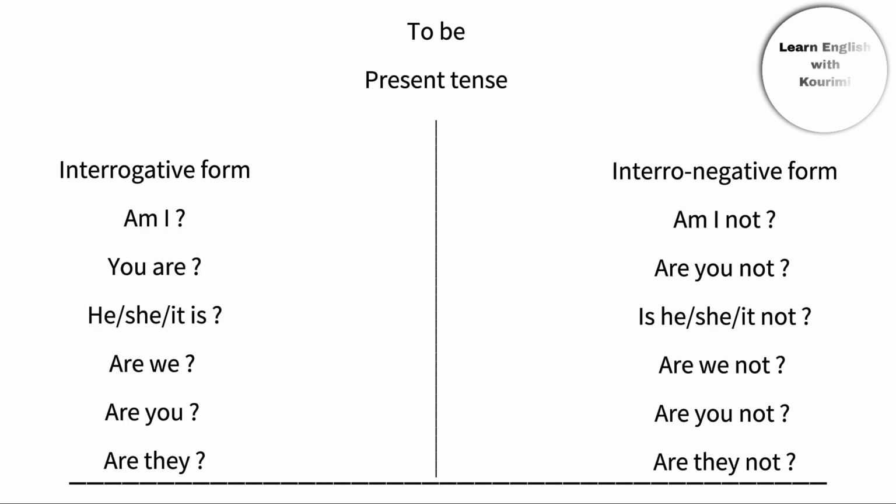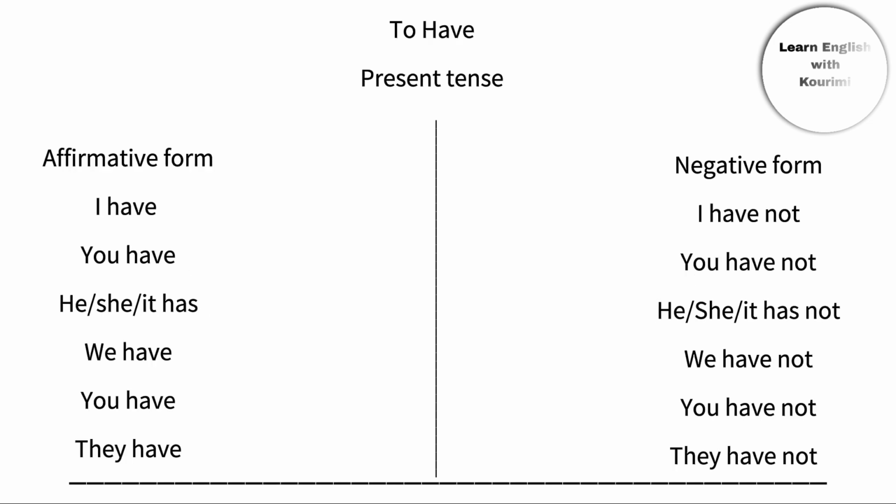They are not. Interrogative form. Am I? Are you? Is he, she, it? Are we? Are you? Are they? Interrogative negative form. Am I not? Are you not? Is he, she, it not? Are we not? Are you not? Are they not?